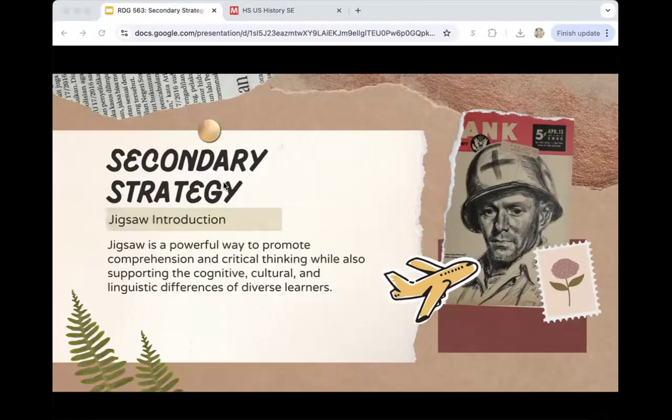So the jigsaw cognitive strategy is an effective tool that can be delivered in a whole group setting to secondary students. I would be using it in a 9th grade social studies course. This strategy in my course is modeled using primary sources related to the civil rights movement that align with the unit and lesson I'm teaching. Jigsaw is a powerful way to promote comprehension and critical thinking while also supporting the cognitive, cultural, and linguistic differences of diverse learners.